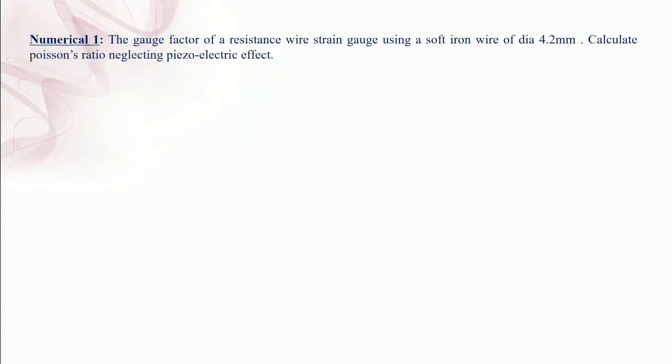Now we will see how we will solve some numerical problems. So the first numerical problem we are going to solve is saying that the gauge factor of this resistance wire strain gauge using a soft iron wire of diameter 4.2 mm. Now you have to calculate the Poisson's ratio and you have to neglect the piezoelectric effect.